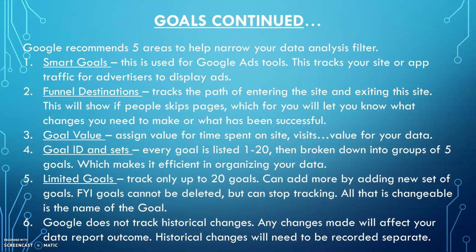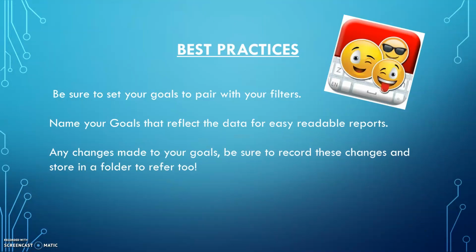And again, these goals can't be deleted, but you can stop tracking them once you either achieve the goal or if you created a new goal because this goal hasn't been successful, you can untrack it so that you can just focus on what's important. But I did discover that Google doesn't keep track of any changes that you make. So if you change your goals, which will then change the report outcome that you are looking for, it's best to keep it separate in a folder that you can refer to later if you're finding that your data isn't working out the way you were hoping for.